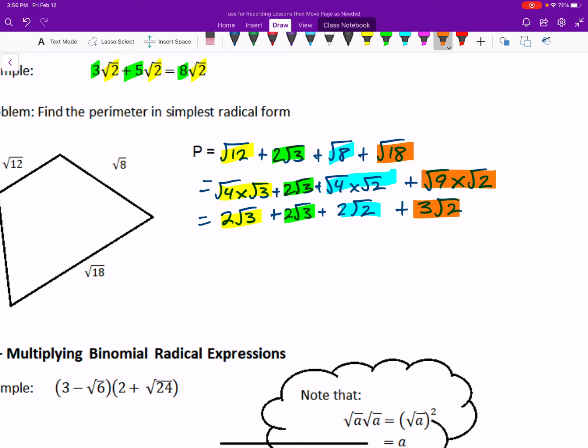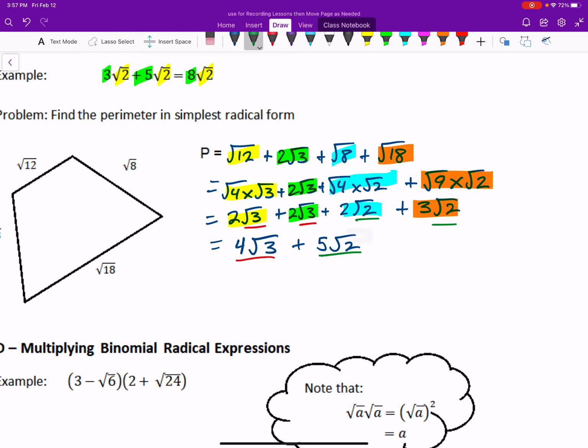Now, like terms: I've got a couple of root 3 terms, and I've got a couple of root 2 terms. So again, I can add together the like terms. 2 root 3 plus 2 root 3 becomes 4 root 3. And 2 root 2 plus 3 root 2 equals 5 root 2's. That came together from the ones that I underlined in green. I can't go any farther because now it's like I've got unlike terms. I've got 4 root 3's and 5 root 2's, but they're not the same type of term, so I have to end it there.